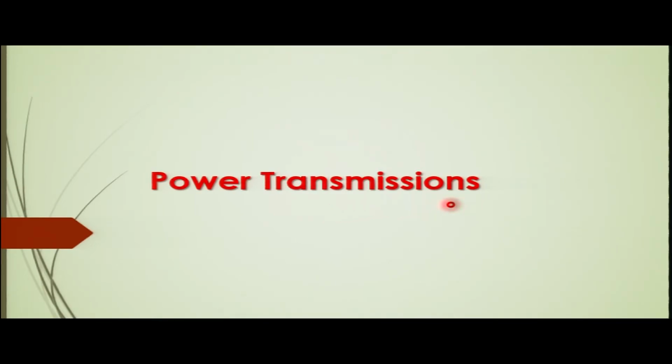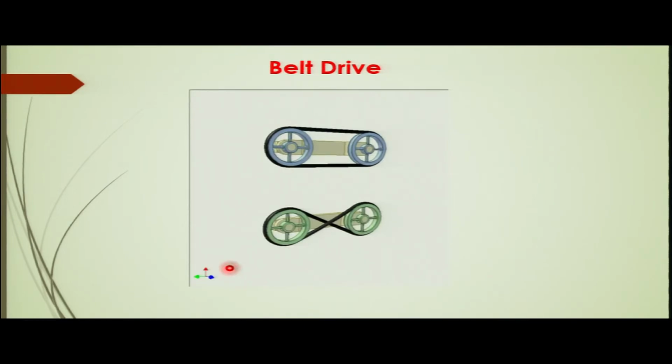So, the power transmissions, as you can see, first is the belt drive. In this belt drive, this is the input shaft. On the input shaft, we have the pulley mounted, and the output shaft also has a pulley mounted. So, the transmission will be from here to here. Now let us see how this can be made.